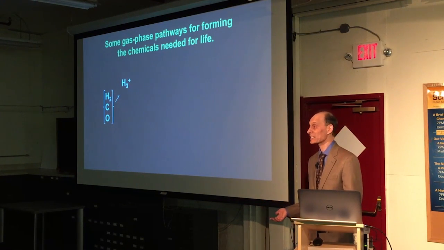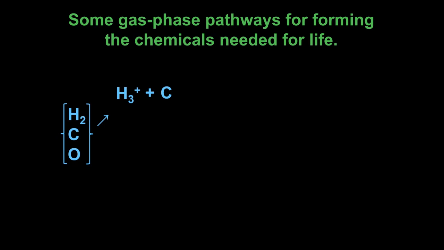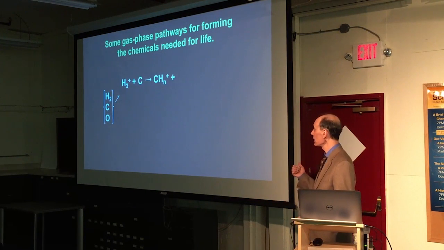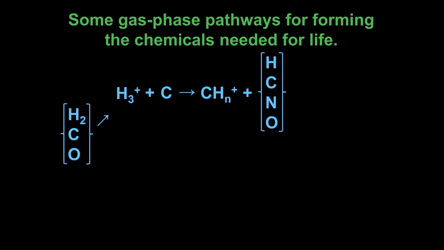H3+ is an acid. It likes to give up its extra proton. So it could react with carbon, for instance, and make CH+ or CH2 singly charged. This is one of the first hydrocarbons. This is the beginning of organic chemistry. This hydrocarbon, in turn, can react with hydrogen, carbon, nitrogen, oxygen, silicon, sulfur, iron, in atomic or molecular form, and eventually lead to complex organic molecules.